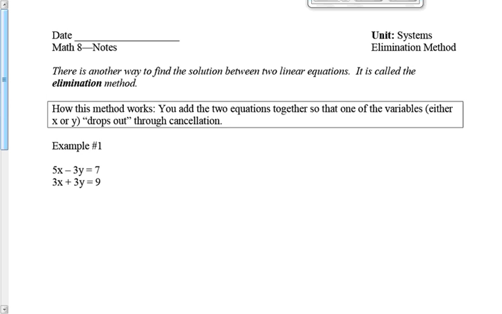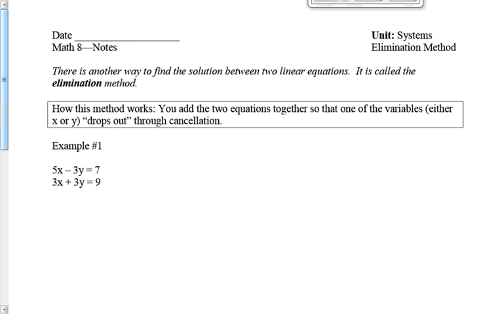Yesterday, we learned how to solve a system of equations graphically, by graphing each line and then finding the point where they cross, the point of intersection, which became our solution to our system of equations. Today, I'm going to show you a method that does not involve graphing. So you do not need a piece of graph paper. You do not need to get the equation into function form.